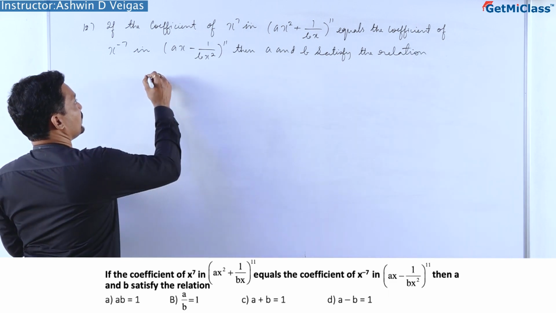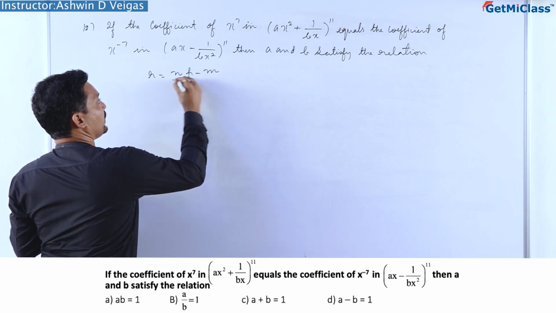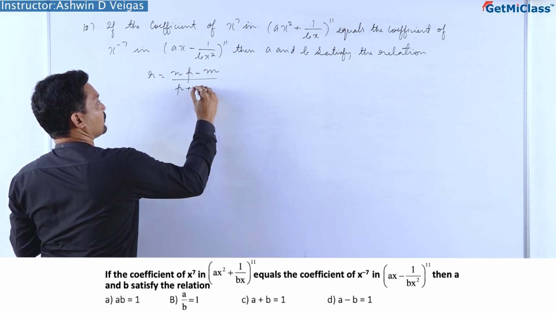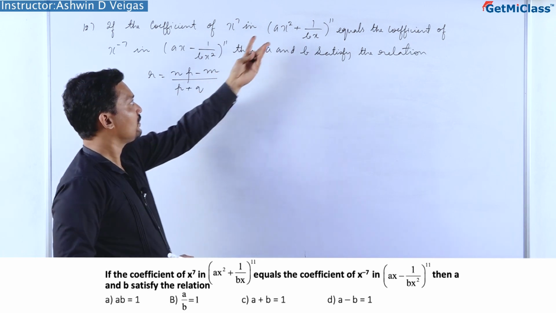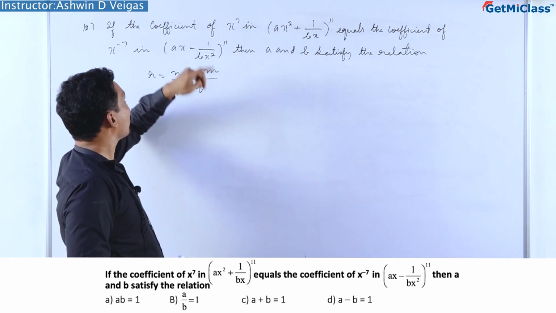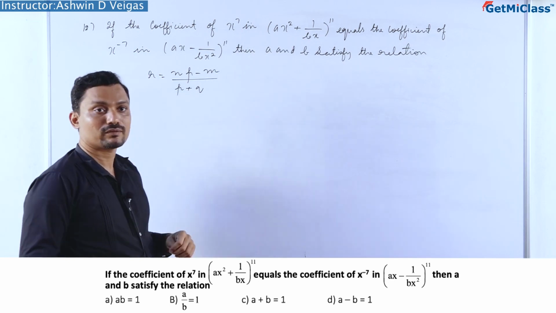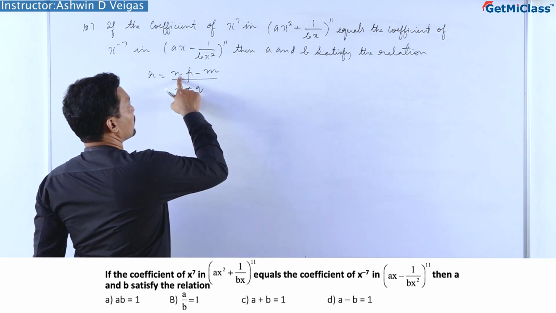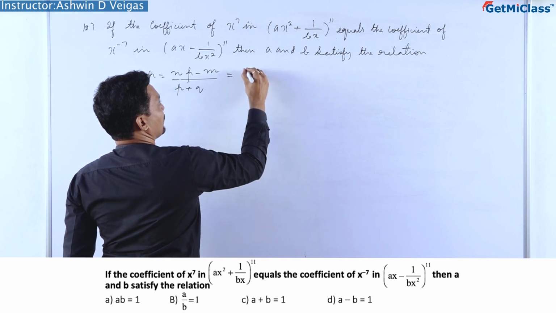So here R, the formula is (Np minus M) divided by (P plus Q). Now, first I will find this R for the first. The coefficient of x^7 in this expansion, now that we will find out. Here the value of n is 11.